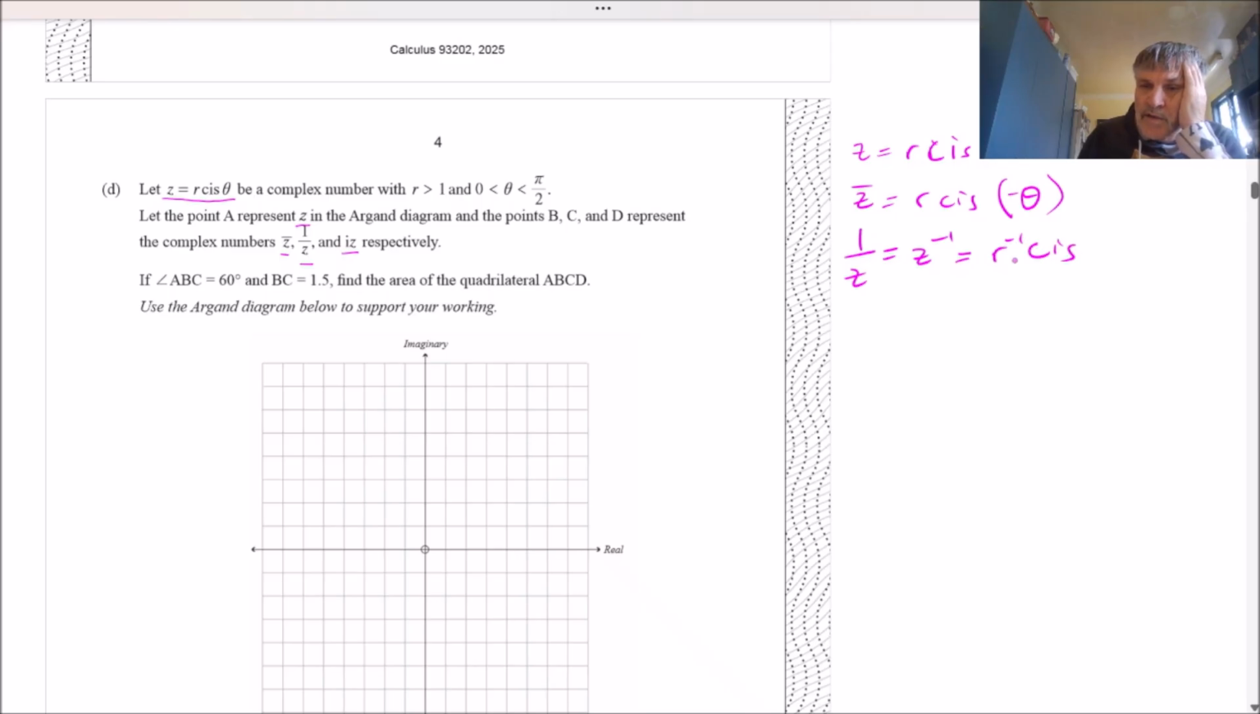And cis minus 1 times the angle, so it's minus theta. So 1 over R cis minus theta. And this is interesting because these 2 complex numbers have got the same argument, so they will lie on the same radial line out from the origin, which we will utilize in just a moment.